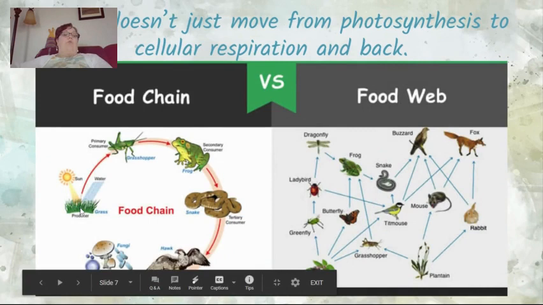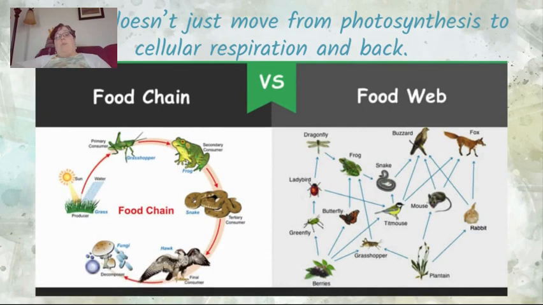From grass, which is a producer, something that makes its own food, to consumers, which we label primary, secondary, tertiary, quaternary, depending on how far removed they are from that original grass that produced the energy in the first place, to decomposers that break down dead things to return energy back into the environment.